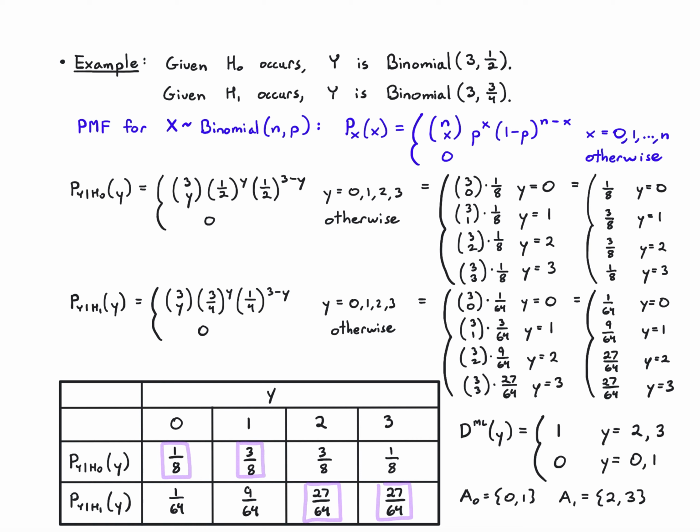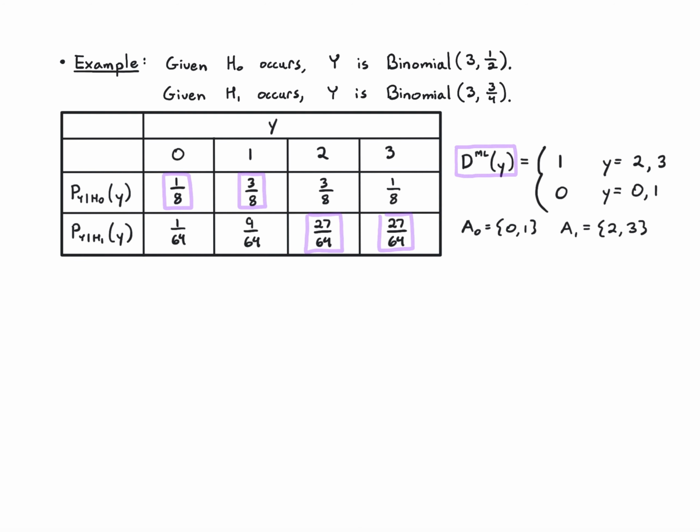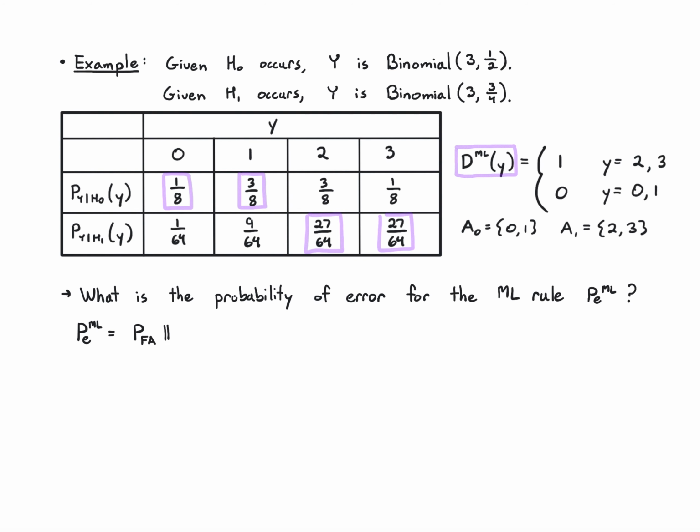But what if I now want to know the probability of error? Okay, so we're just carrying this table up. So now I have my decision rule, I have my table, I have my decision regions. I can work out the probability of error for the ML rule. We're going to call this P of E for the ML. Okay, and here's the formula. The formula says take the probability of false alarm times the probability of H0, plus the probability of misdetection times the probability of H1.